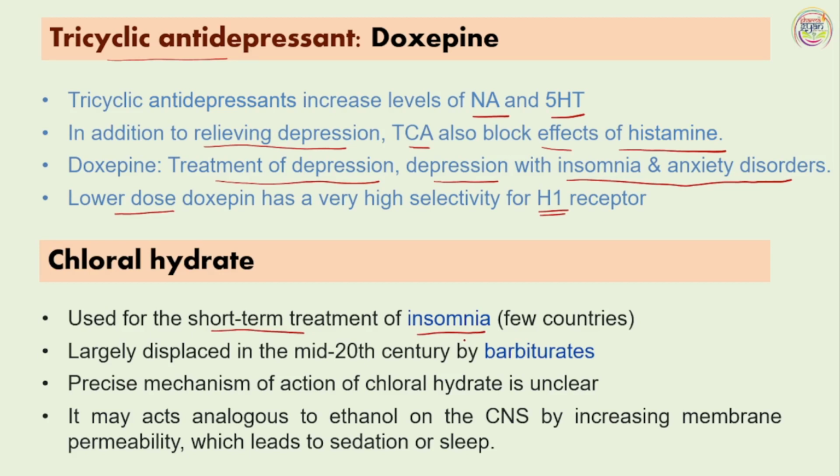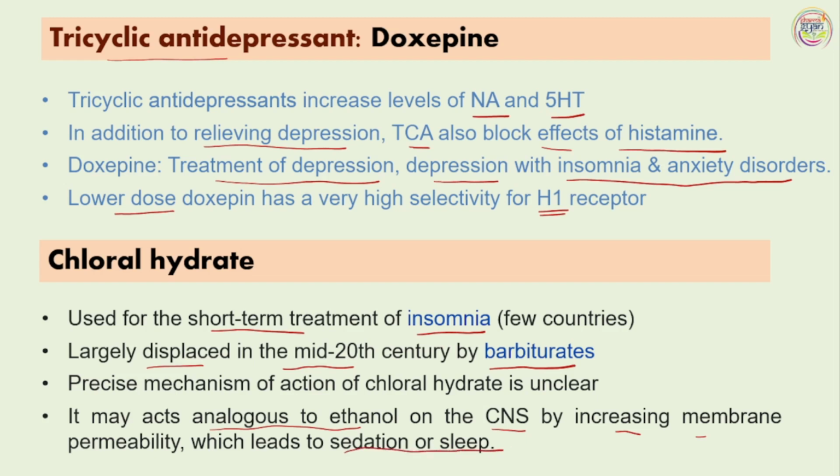It is used as a short-term treatment of insomnia only in a few countries, because it was largely displaced in the mid 20th century by the barbiturates. And as we have told, nowadays benzodiazepines are used more compared to barbiturates. The precise mechanism of these drugs is still unclear, but they may act analogous to ethanol on the central nervous system by increasing membrane permeability, which leads to sedation or sleep.